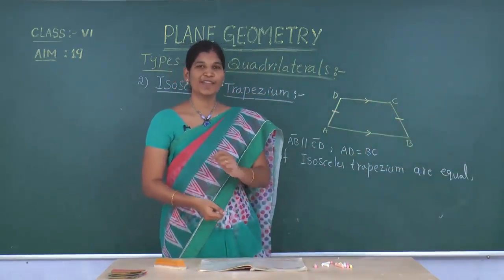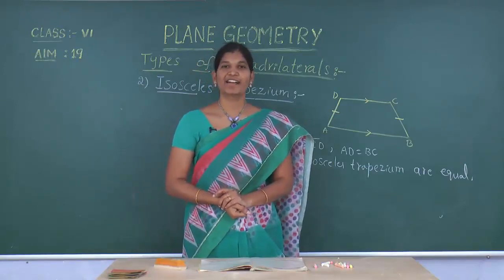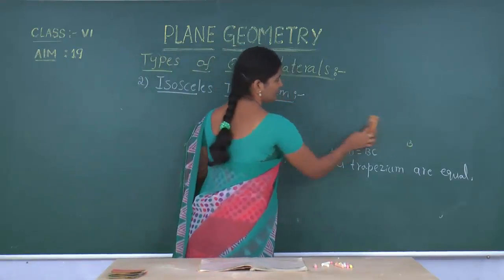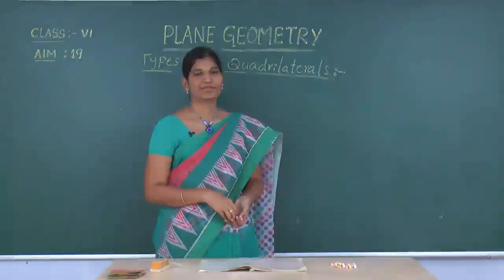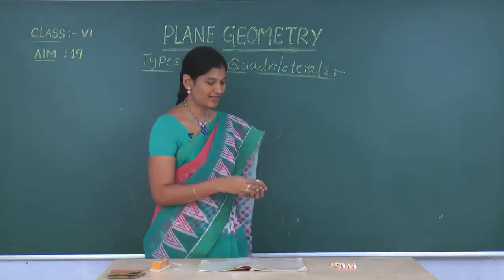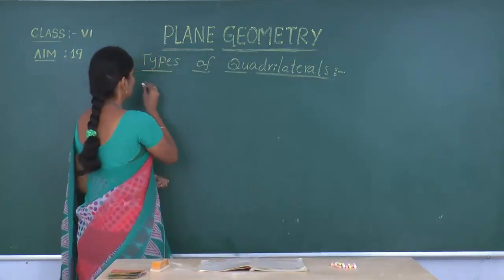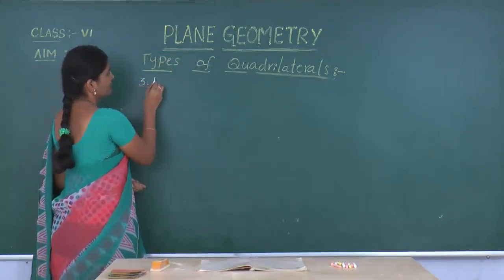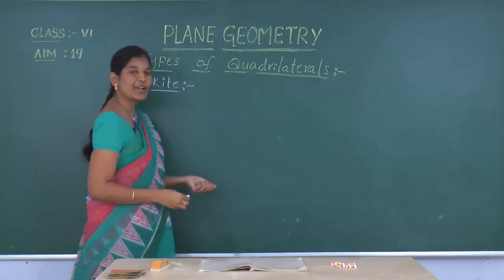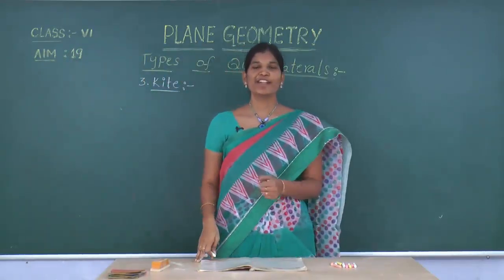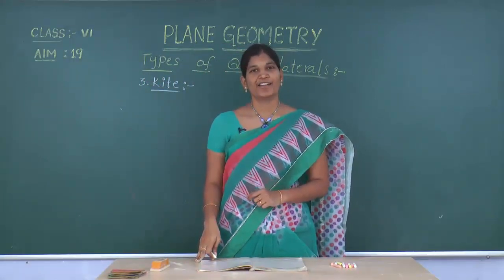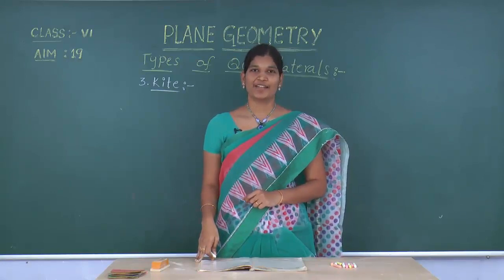And now let me go with one more type, which is kite. Now the next type of quadrilateral is kite. What is a kite? A quadrilateral having two pairs of adjacent sides equal and their opposite sides unequal.